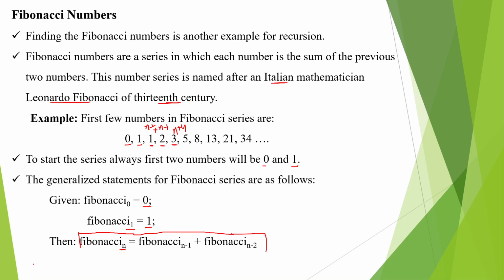Just remember this formula. Okay, so how do we calculate Fibonacci? Fibonacci of n is equal to Fibonacci of n minus 1 plus Fibonacci of n minus 2. Like this, you remember. Okay, hopefully it is clear. The Fibonacci series is a very easy thing, and the definition is also very easy.